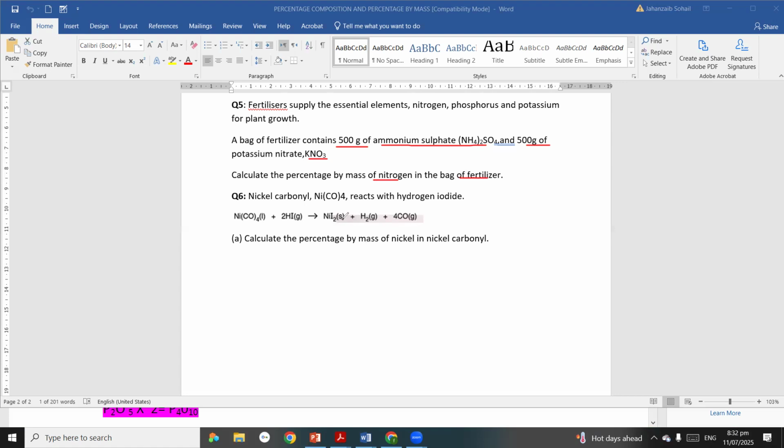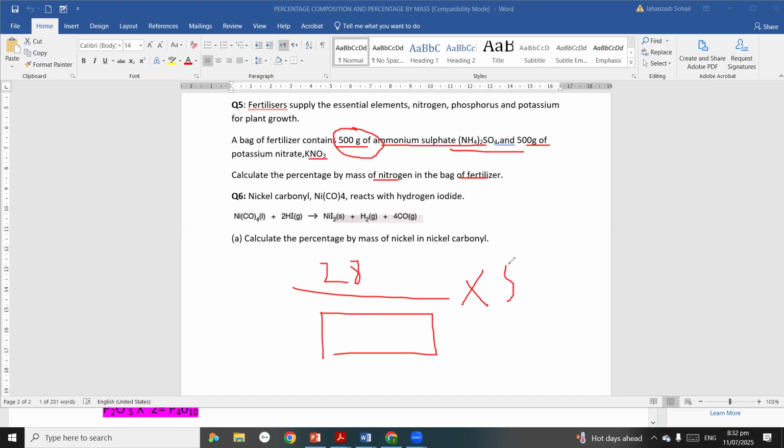Okay, so the procedure will be the same. I will see that ammonium sulfate has 2 nitrogen, means 28. And then I will calculate the formula mass, whatever is here. Multiply by what? I have to calculate in the 500 grams. So rather than writing 100%, you will write down 500. Am I clear or not, beta?